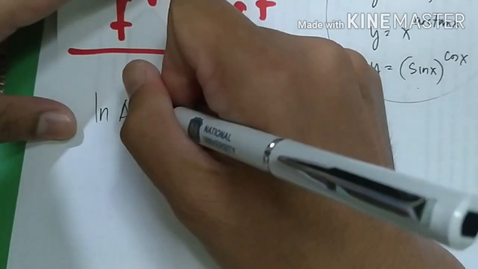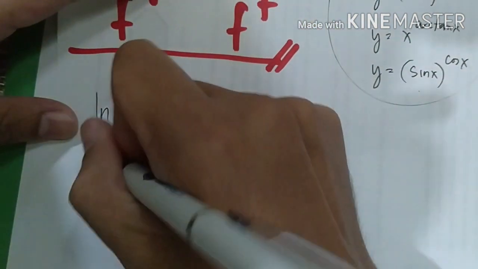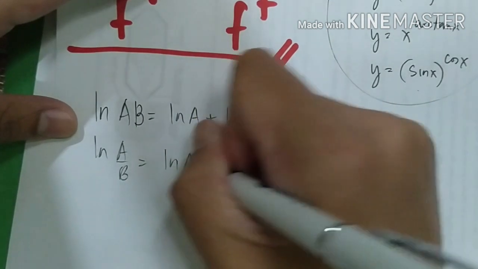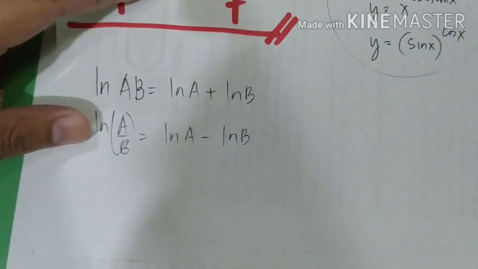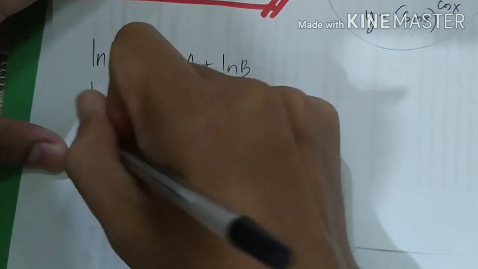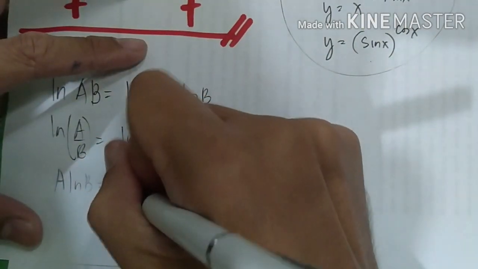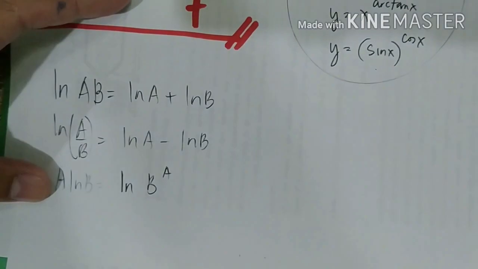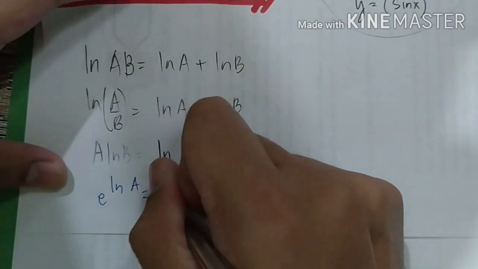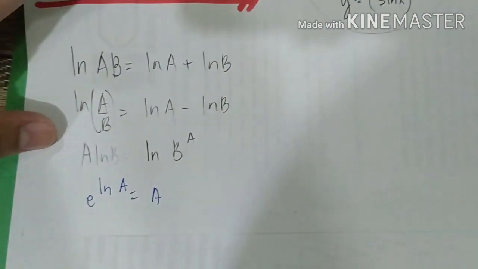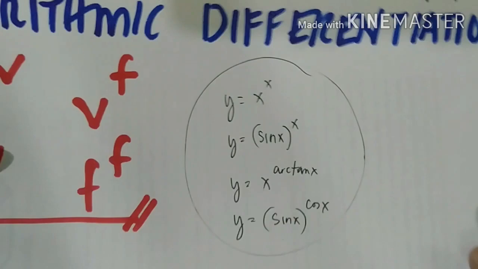Ang walang kamatayang ln AB is equal to ln A plus ln B. ln A over B is ln A minus ln B. So, remember, this is quotient. So, ano pa? A ln B is equal to ln B to the A. And, syempre, yung e raised to ln something is something. So, those are the basic logarithmic properties na ma-encounter natin sa logarithmic differentiation.